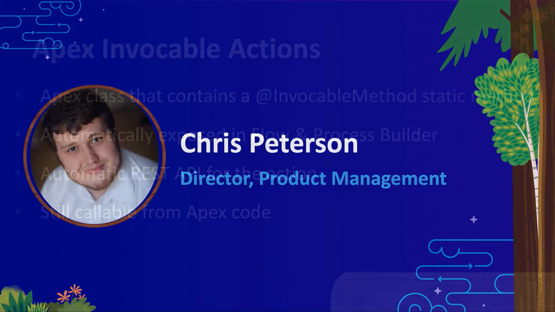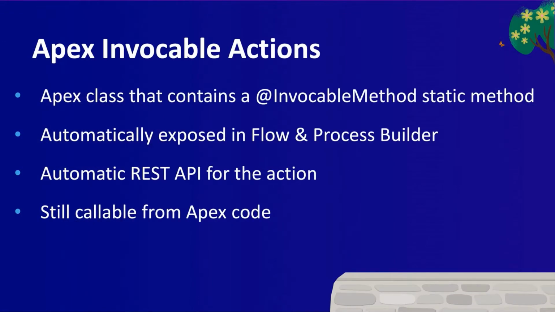And today I'd like to talk to you about Apex Invokable Actions. If you're not familiar with the Invokable Action framework, all you need to take advantage of it is an Apex class that contains a static method annotated with invocable method. As part of this annotation, you're required to specify some additional parameters like a label for showing in declarative tooling, a description, and optionally a category. Once you've done that, your Apex action is automatically exposed in the flow and process builder.